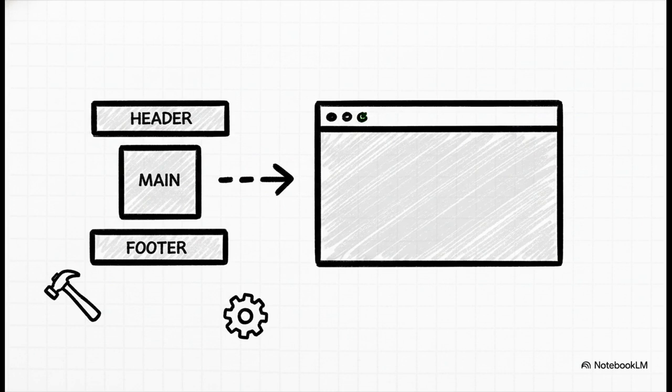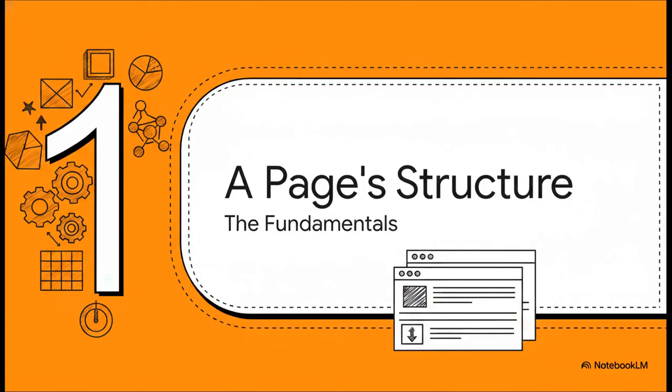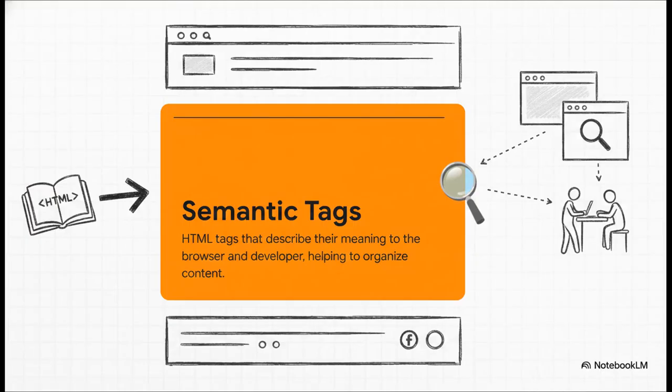We're going to create a simple web page skeleton from scratch, showing you exactly how these key pieces, the header, the main content, and the footer, all snap together. So, to kick things off, we need to talk about the core concept that makes all of this possible in the first place. And that key concept is semantic tags.